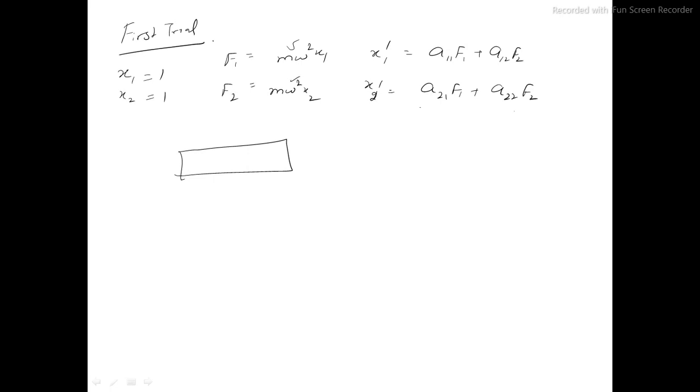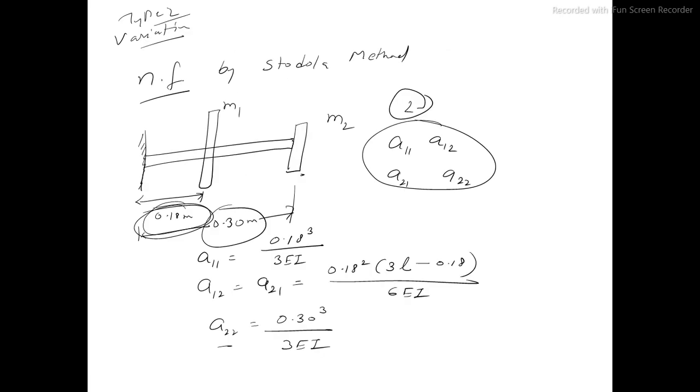Here the EI values will be given to you. In this example, E is 1.96 into 10 raised to power 11 Newton per meter square, and I is given as 4 into 10 raised to power minus 7 meter to the fourth. So these values are given, and you can easily put them in and calculate the influence coefficients. Masses are also given to you.